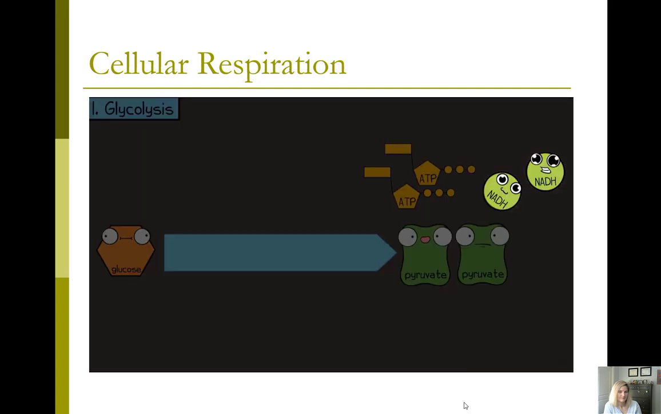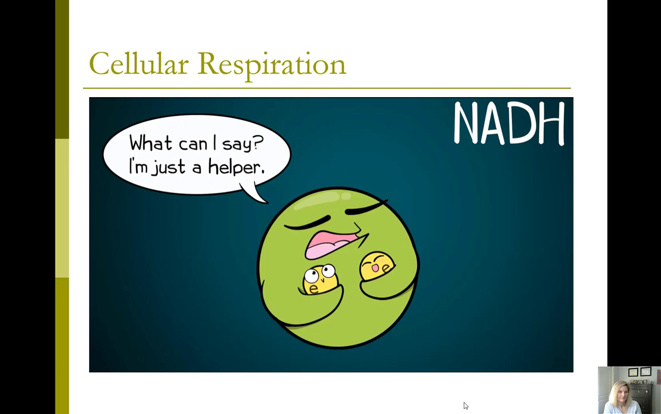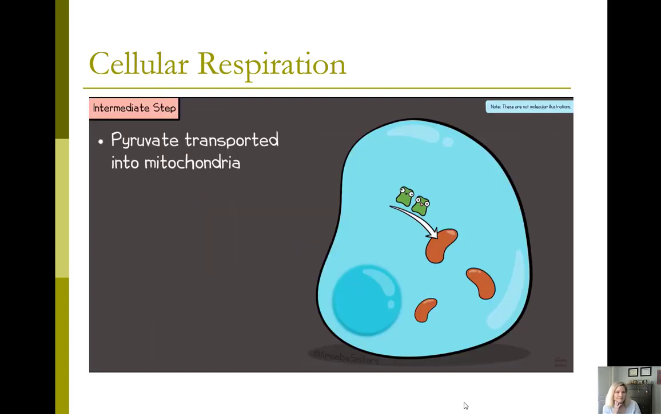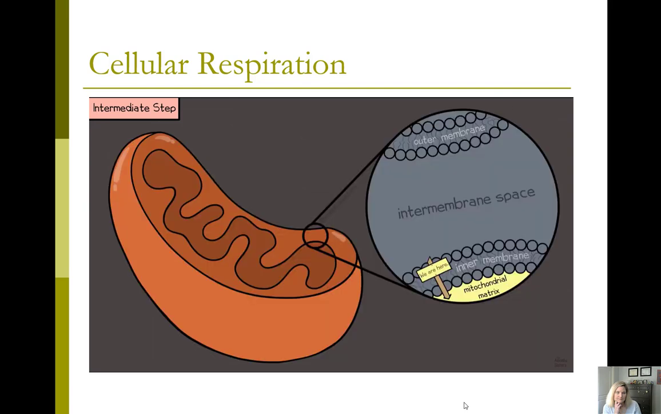What is NADH? NADH is a coenzyme, and it has the ability to transfer electrons, which will be very useful in making even more ATP later on. We'll get to that in a minute. Now an intermediate step occurs. The 2 pyruvate are transported by active transport into the mitochondria, specifically the mitochondrial matrix.